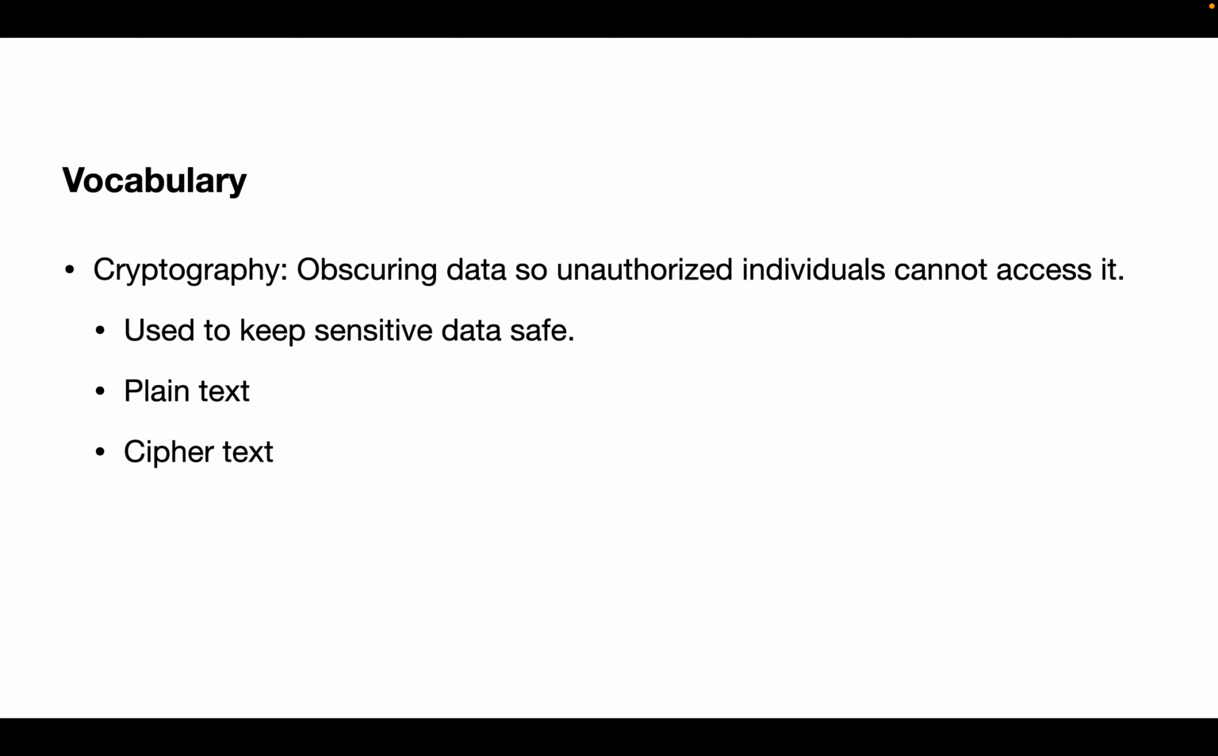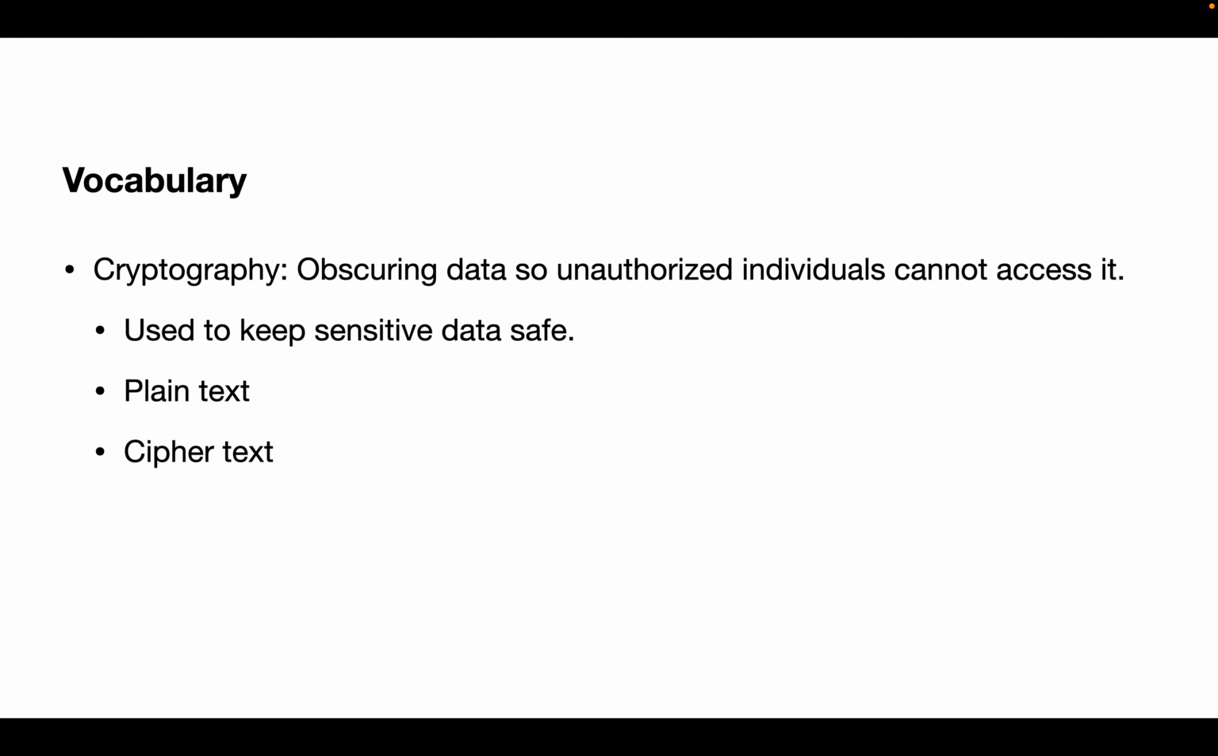So, before we get started, I want to just explain a little bit of the basis of cryptography. Cryptography is obscuring data so unauthorized individuals cannot access it. It's used to keep sensitive data safe, such as passwords, health information, or even text messages, just really anything that you don't want other people to see.